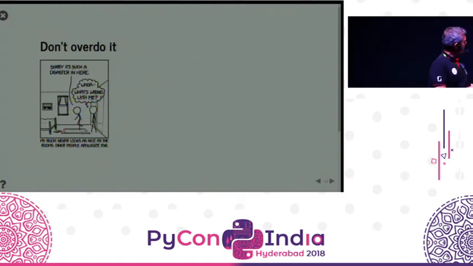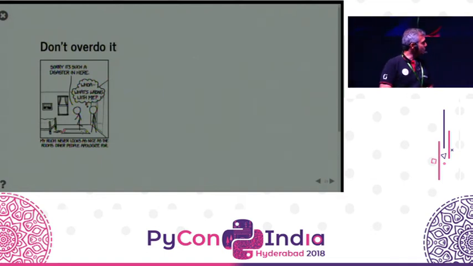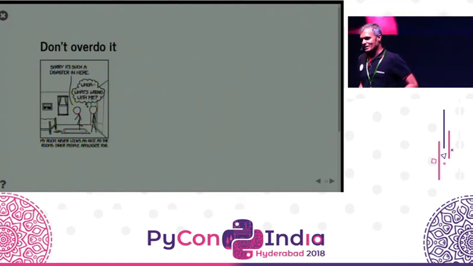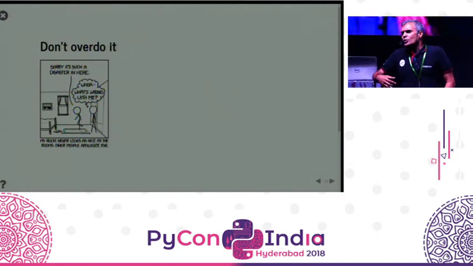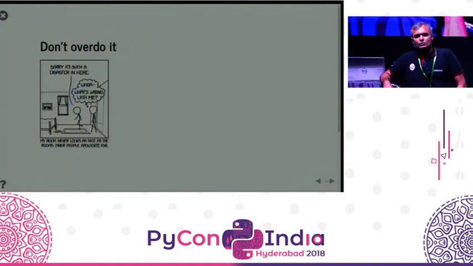This is where XKCD had a cartoon about this guy saying, look, it's such a disaster. It's so messy in this ultra clean room. And I've seen clients say that. They say, we don't have clean data at all. What do you mean you don't have clean data?